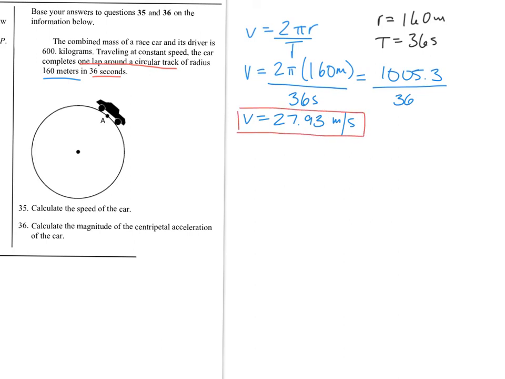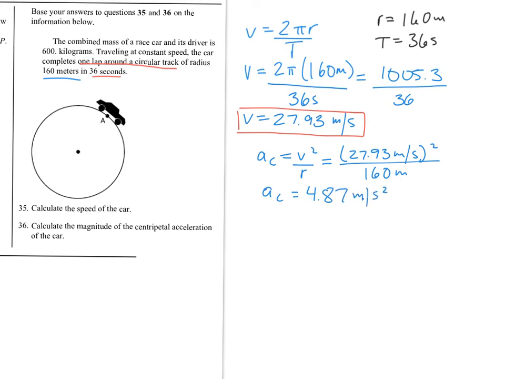Now we can calculate the magnitude of the centripetal acceleration using the equation AC is equal to V squared over R. We have our velocity and we have our radius. Plug them in: 27.93 meters per second, squared, over 160 meters. When you square that and divide it by 160, you should get a centripetal acceleration of 4.87 meters per second squared.